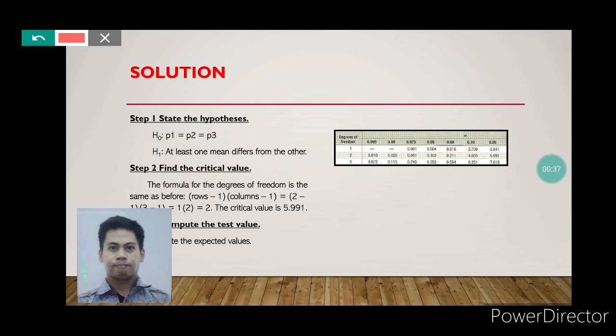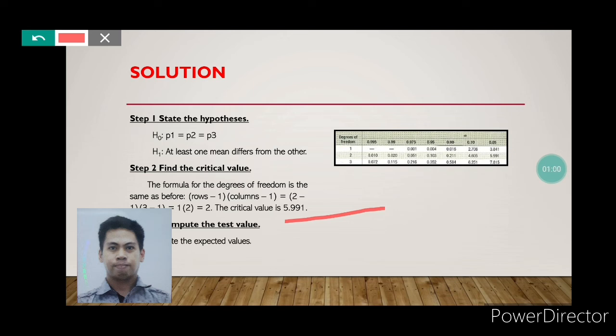And here is now our solution. Step 1 is to state the hypothesis. H sub 0: P sub 1 is equal to P sub 2, which is also equal to P sub 3. H sub 1: at least one proportion differs from the others. Step 2 is to find the critical value.